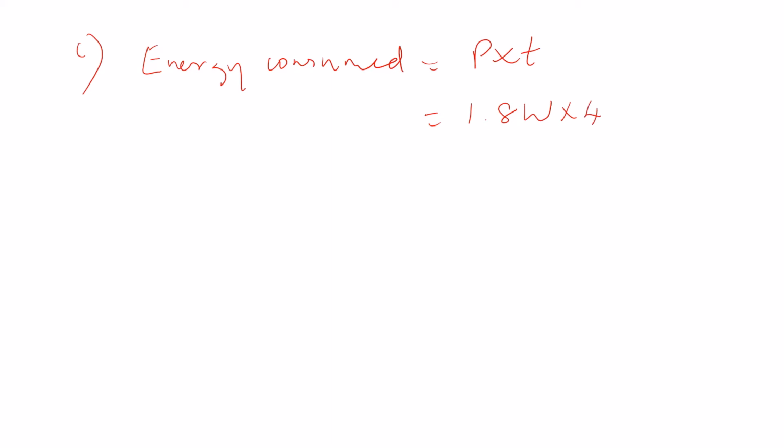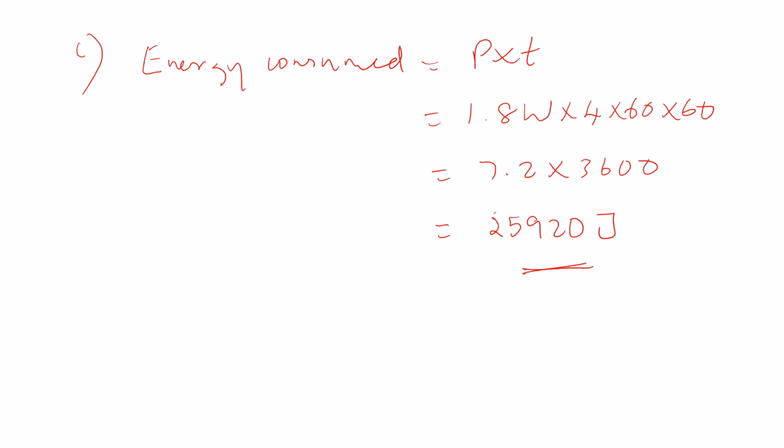The third part of the question is to find out the energy consumed in 4 hours. So the formula to find out energy consumed is equal to power into time. So power we already found, which is 1.8 watt, and the time is 4 hours. So we'll convert into seconds. So 60 into 60. So it will be 7.2 into 3600. And when you multiply 72 and 36, you will get 25920 joule. Because watt second is joule. So 25920 joule is the energy consumed.